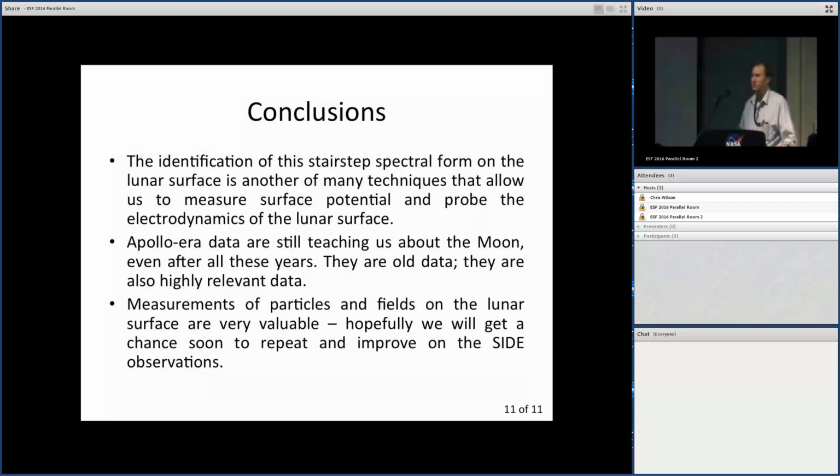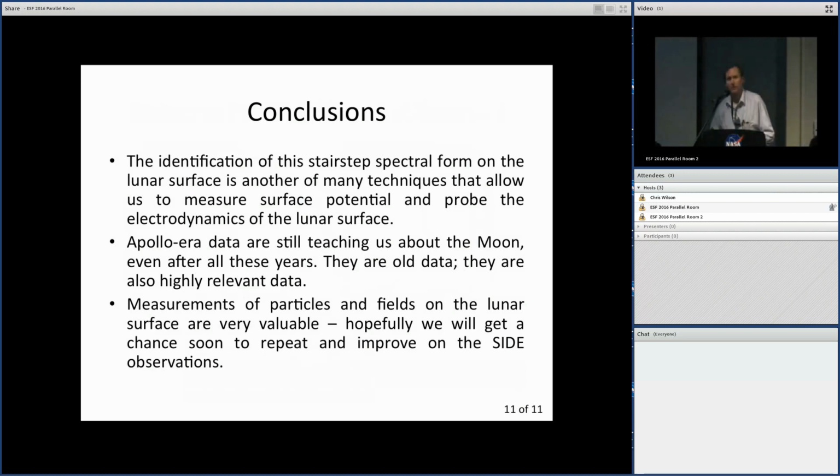Okay, I'm almost done. In conclusion then, there are three points I'd like you to take away from this presentation. The first point is that this stairstep spectral form on the lunar surface is evidence of photoions accelerated by non-monotonic potentials above the lunar surface. And it's another of many techniques that allow us to measure surface potential and study the Moon's interaction with the space environment.